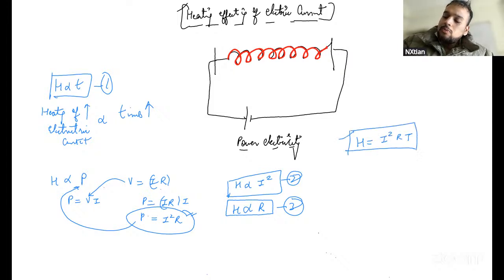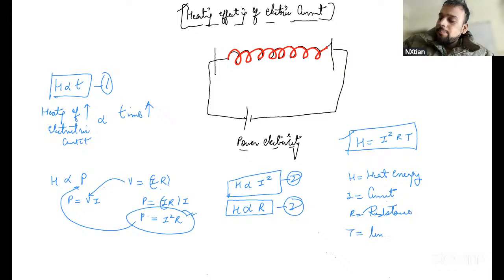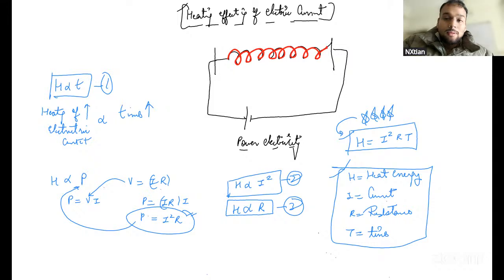H is equal to I square RT, where H is equal to heat energy, I is equal to current, R is equal to resistance, and T is equal to time. Did you understand? Okay? This formula is very, very important. So please remember this formula. Quickly write it down.